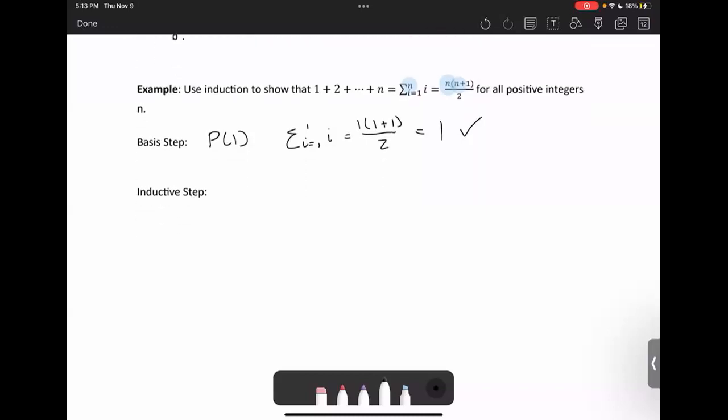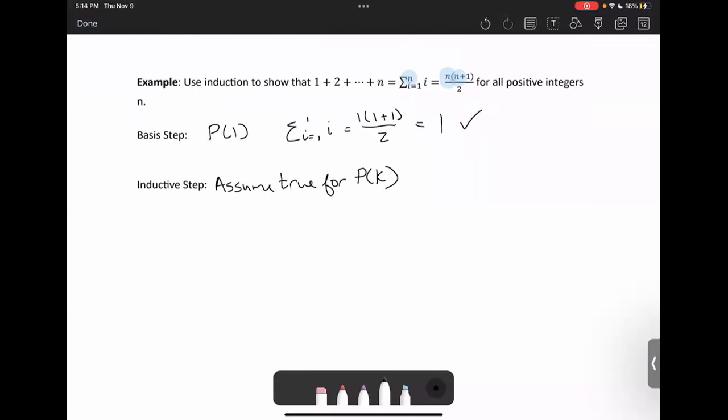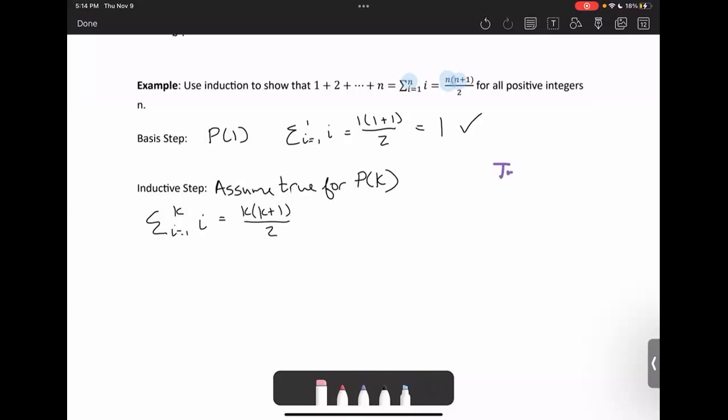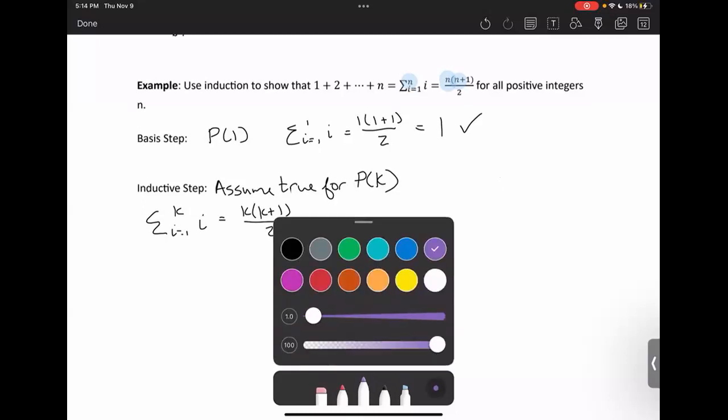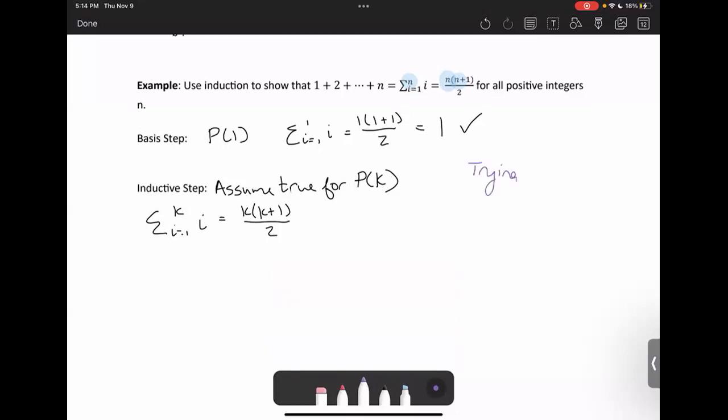Now for our inductive step, we want to assume this is true for P of k. So what is our inductive hypothesis? What is the thing we are assuming is true? That the sum of i equals 1 to k of i is equal to k times k plus 1 over 2. And what are we trying to prove? We're trying to prove that the sum of i equals 1 to k plus 1 of i is equal to k plus 1 times k plus 2 over 2.